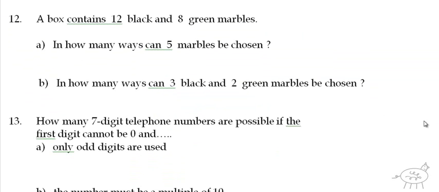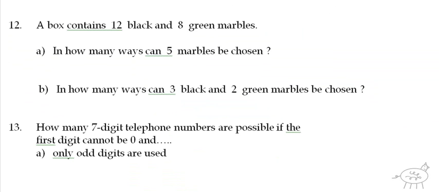All right, number 12. A box contains 12 black and 8 green marbles. And how many ways can 5 marbles be chosen? That's kind of what we just did. There are 20 marbles to choose from, and we're picking 5. So 20C5, which is 15,504.